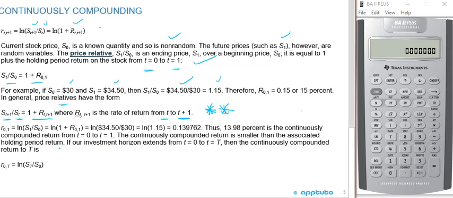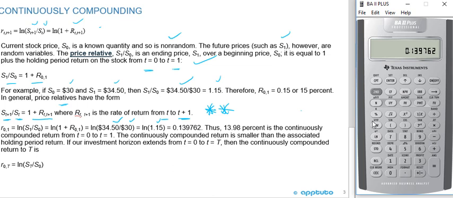So down here, we're just going to have another look that the natural log of the ending price divided by the beginning price is the same as the natural log of 1 plus the holding period return. So the natural log of 34.50 divided by 30, ln 1.15, is 13.9762%. So let's just do that. I'm going to do it slowly on the calculator. 34.5 ending price divided by 30, our beginning price, equals 1.15. So we have a 15% holding period return.